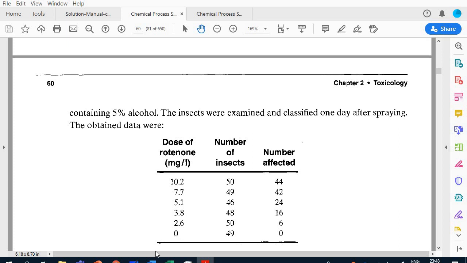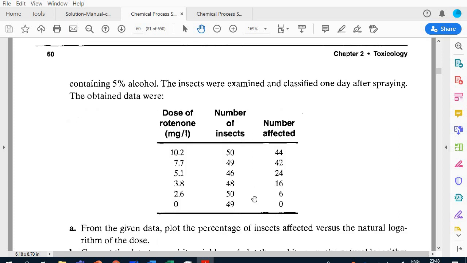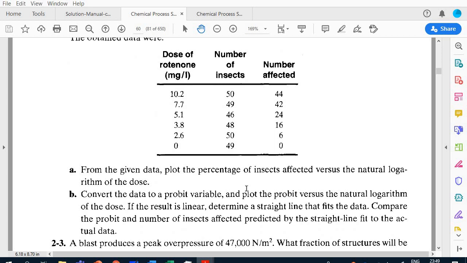So all the story here is that the question is telling us to plot the percentage of insects affected versus the natural logarithm of the dose. And you're going to get some kind of a curve. We're going to show you the curve, and then convert the data to Probit.